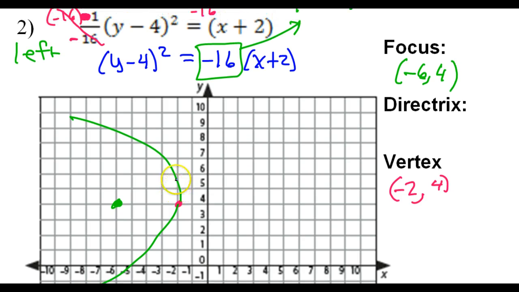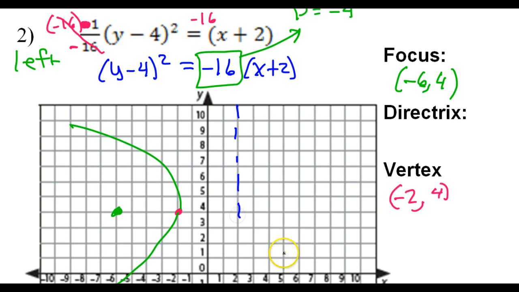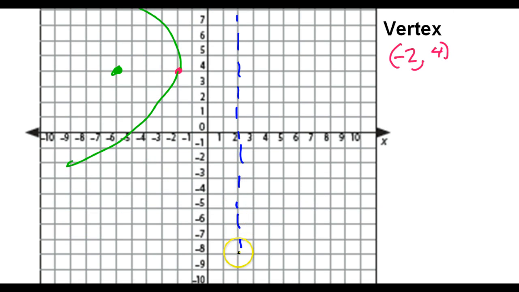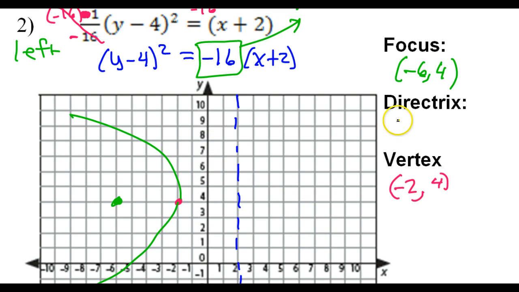All right, for the directrix, I'm still going to use this p-value, but I'm going to move in the opposite direction. So I'm going to move 4 to the right. So 1, 2, 3, 4. I shouldn't actually put a dot at all. Just put your vertical line. So that's a vertical line at 2. So that's x equals 2.